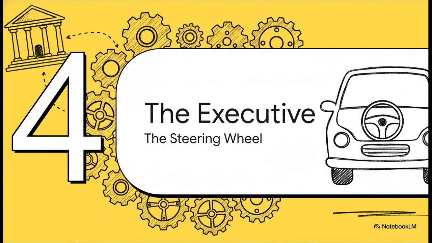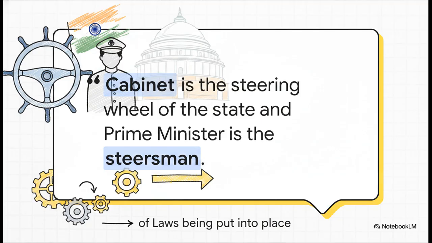Now, for Section 4, Executive, the steering wheel. In a parliamentary model, we actually have dual executives. The president is the constitutional head, sure, but the real, raw power lies with the prime minister and the cabinet. British historian Ramsay Moore coined this incredibly memorable, exam-friendly analogy. Cabinet is the steering wheel of the state, and prime minister is the steersman. They are the ones actually taking the laws passed by the legislature and putting them into active motion.